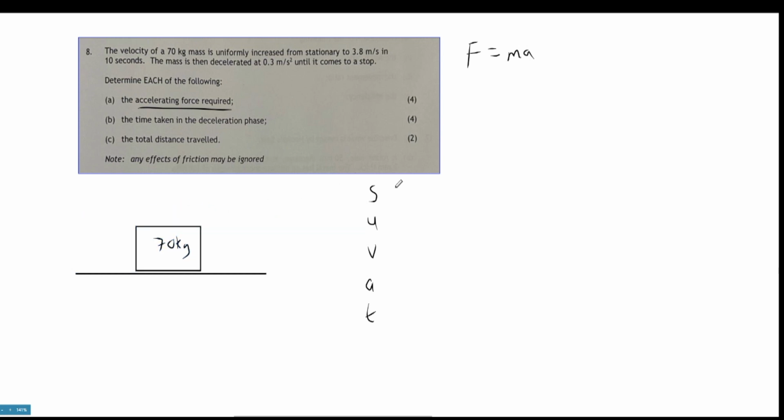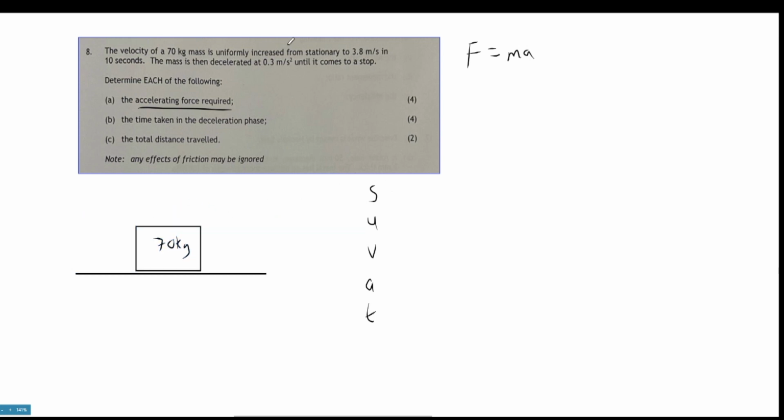Anyway, let's draw a quick diagram. We've got 70 kilograms. And it looks like it's going to be a whole SUVAT. Oh, I might be wrong about that, because reading the question it says the accelerating force required. It looks like we might have an F equals ma on this. I'm going to have to use F equals ma to find that accelerating force. But in order to get the acceleration, I think I go to a SUVAT first and then plug it into this. So let's see which of those makes sense.